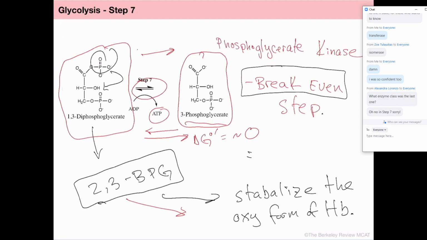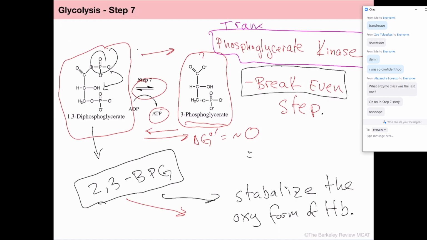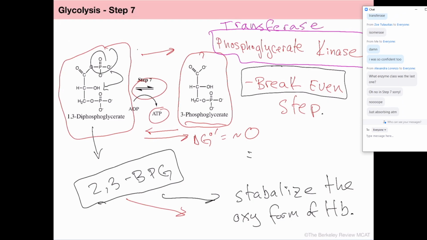Oh, and in step 7, it's a kinase. You remember what a kinase is? Transferase, right? We're transferring a phosphate group from here onto ATP. And sorry for all the scribble scrabble.